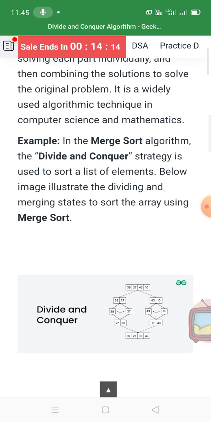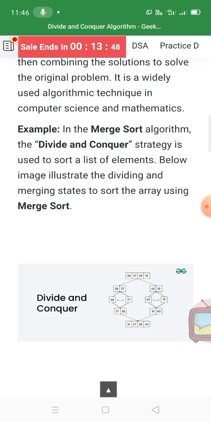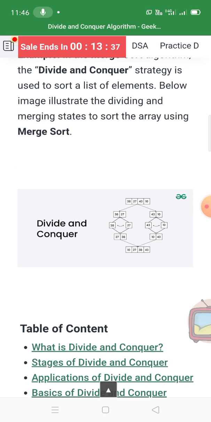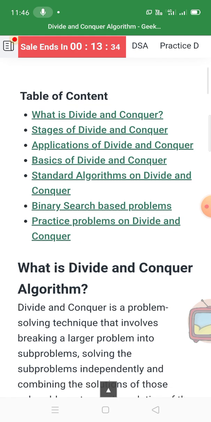In this image four numbers are there: 38, 27, 43 and 10. You have to divide them using the divide algorithm: 38, 27 and 43, 10. Again using the divide algorithm on 38 and 27, we identify which one is the smallest number. It is 27, so it is put in the front, and 38 is the largest number. The same process happens with 43 and 10; 10 is the smallest number, so it is put in the front. Finally the numbers are assembled from smallest to largest. So that is the divide and conquer algorithm.